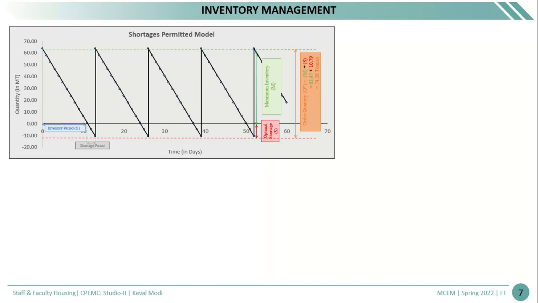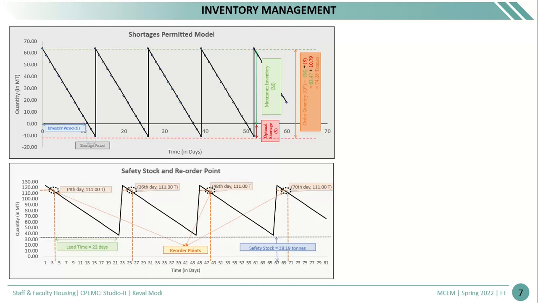If the cycle time is 13 days, then a total of 22 orders need to be placed during 1 year. The optimum shortage level is denoted with the red color, which is 12.5 metric ton, and the maximum inventory is 63.2 metric ton. So the total economic order quantity is 74.26 metric ton.